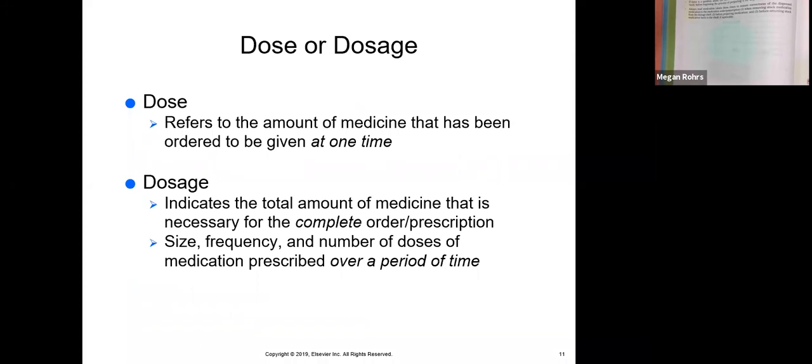So, very important vocabulary terms here. I would highlight, star this slide. Make sure that you know the difference between a dose and a dosage. So the dose is going to be the amount of medication that's given at one time, whereas a dosage is going to be basically the quantity that's going to be dispensed. So it's going to need to be the total amount of medication that's given to complete the entire prescription throughout the entire period of the prescription time. So I'll discuss that when we look at some examples here in just a bit.